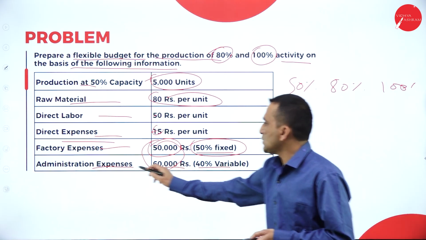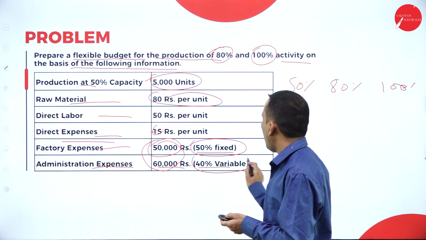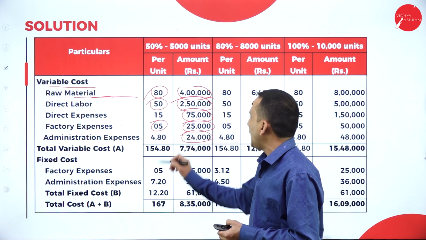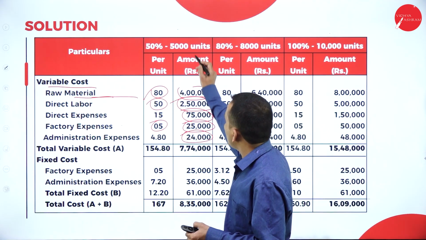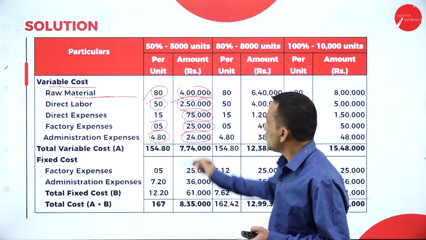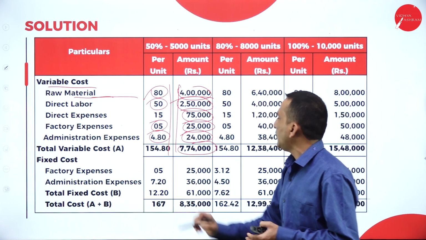And moving to one more item, the administration expense. Only 40% we need to consider from the 60,000. So 40% means 24,000 we are getting. The 24,000 divided by 5,000 units, the rate per unit is 4.80. So if you take it together, the total variable cost at the 50% capacity is 7,74,000.